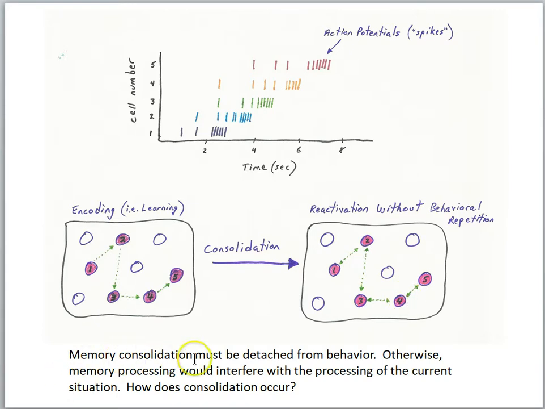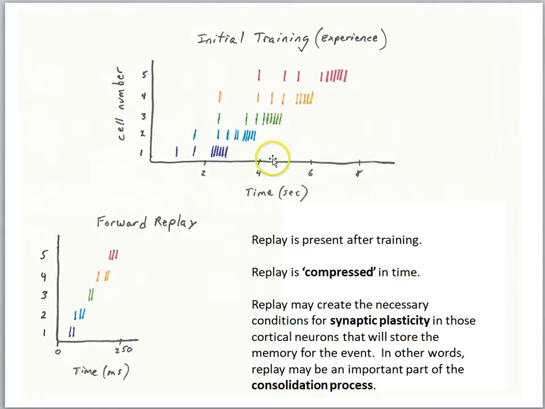So memory consolidation must be detached from behavior in some way. Otherwise, memory processing would interfere with the processing of the current situation. So how does consolidation occur? How does it occur in a way that doesn't interfere with the animal's ongoing experiences? A clue emerged when scientists continued recording after the animal went through its environment.